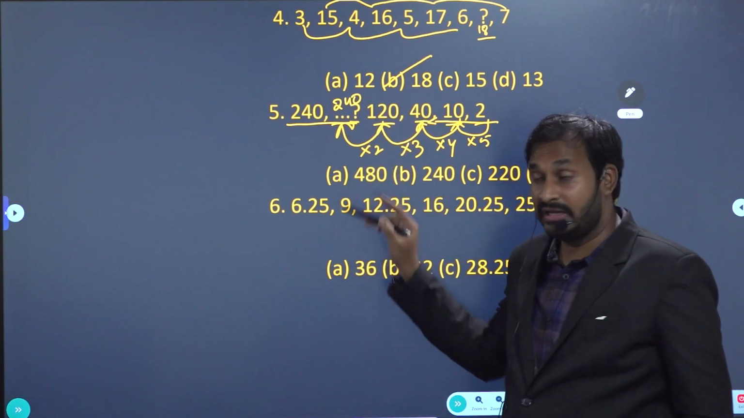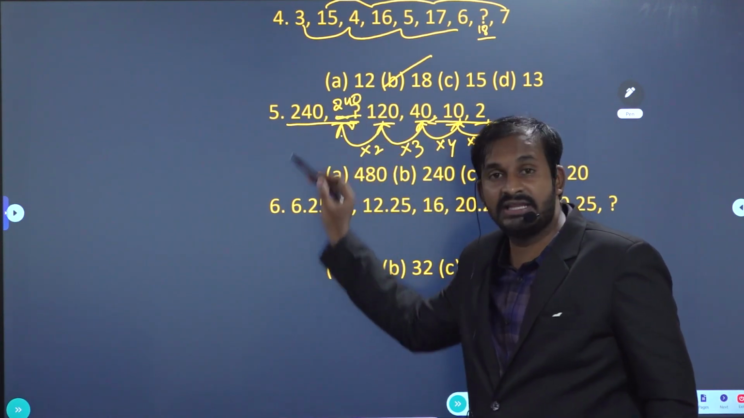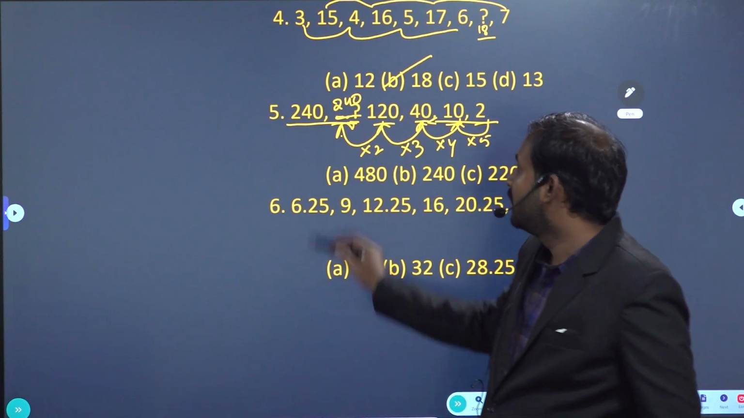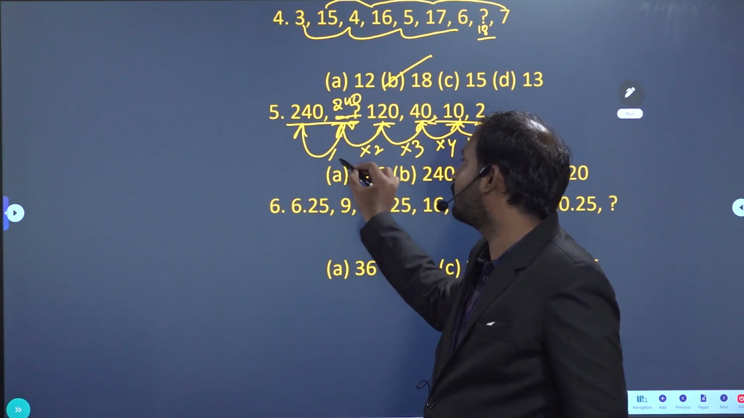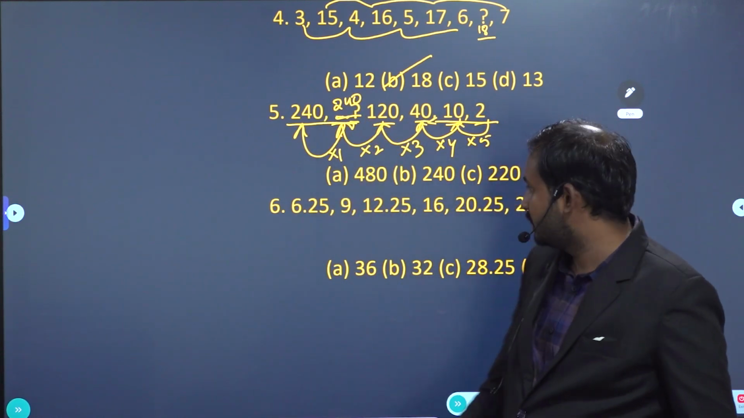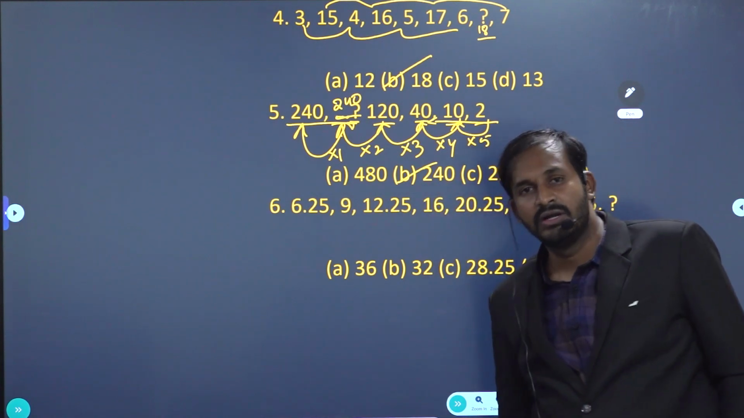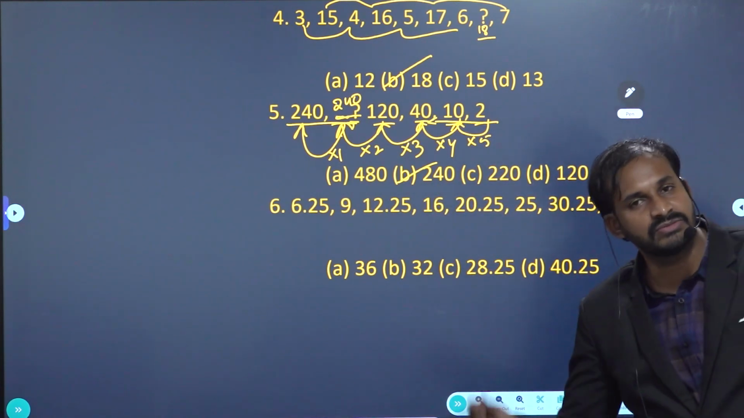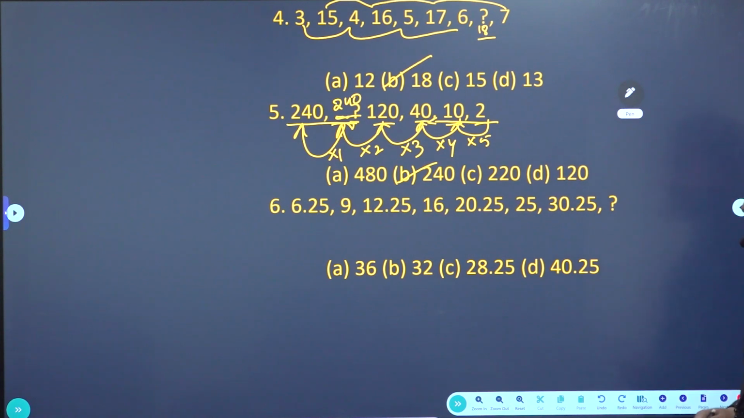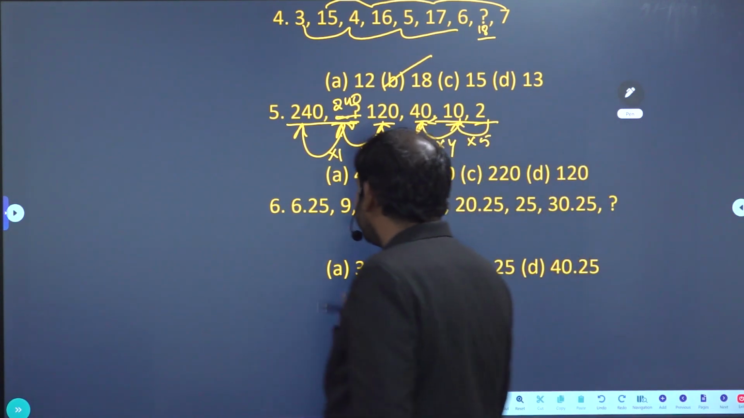It should become what? 240. And if it is in the middle, please check whether that logic is continuing or not. Next, 240 should be multiplied with what? 1. So 240 1s are 240. So here our answer will become what? 240. Okay. Next, see here this one.